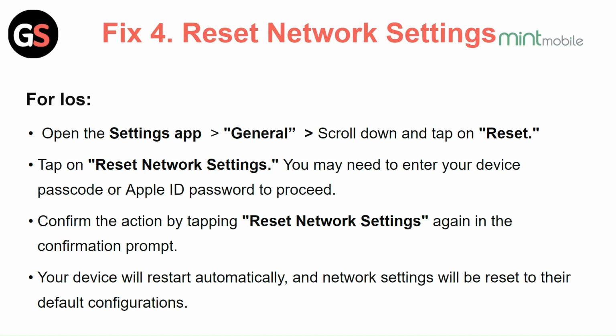For iOS, open the Settings app, then General, then scroll down and tap on Reset. Tap on Reset Network Settings. You may need to enter your device passcode or Apple ID password to proceed. Confirm the action by tapping Reset Network Settings again in the confirmation prompt. Your device will restart automatically and network settings will be reset to their default configurations.